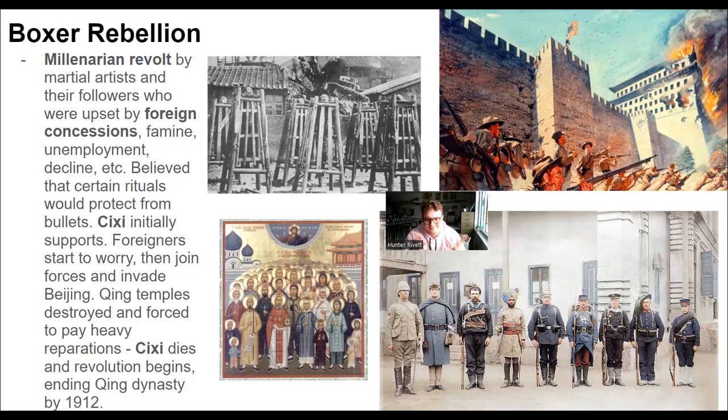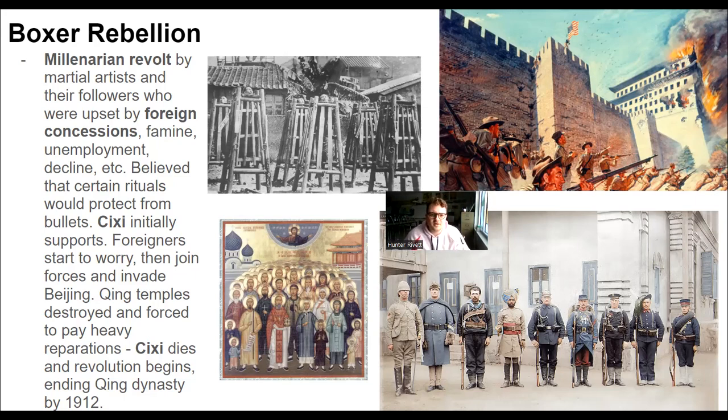It would be just 5 years. In 1908, Cixi dies. And then the Qing dynasty goes into an absolute tailspin. And by 1912, China is no longer a dynasty, it's a republic. We'll get to that next unit though.